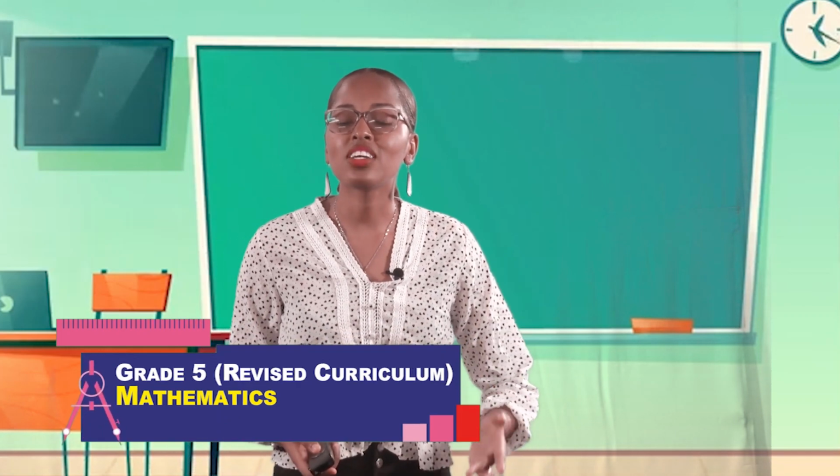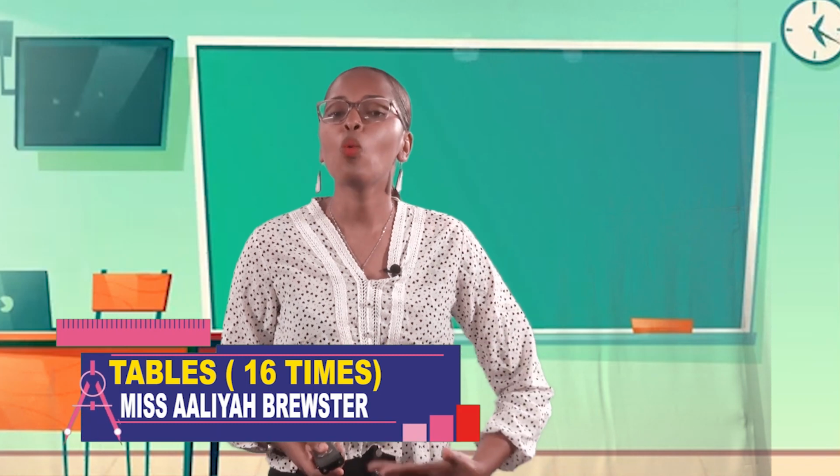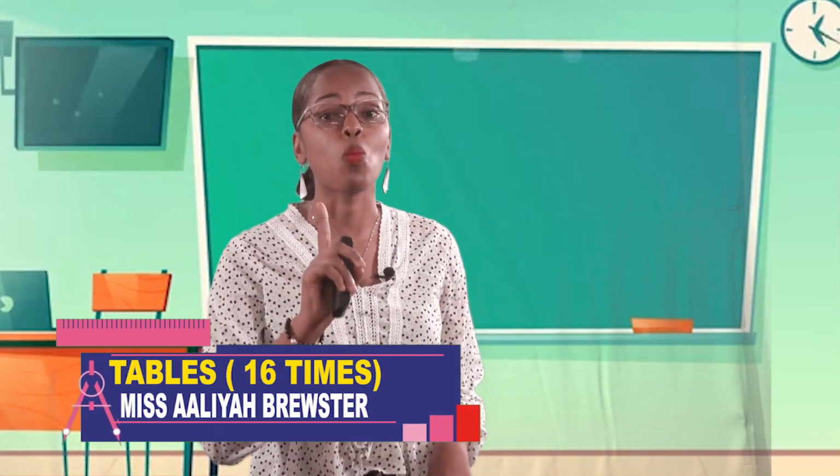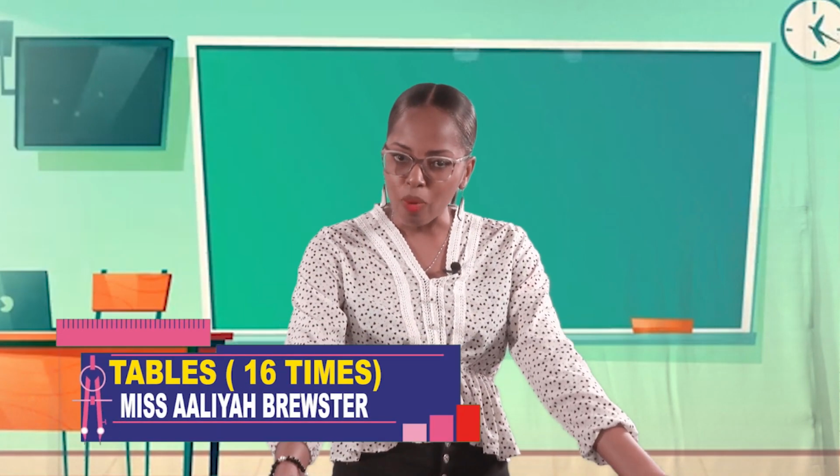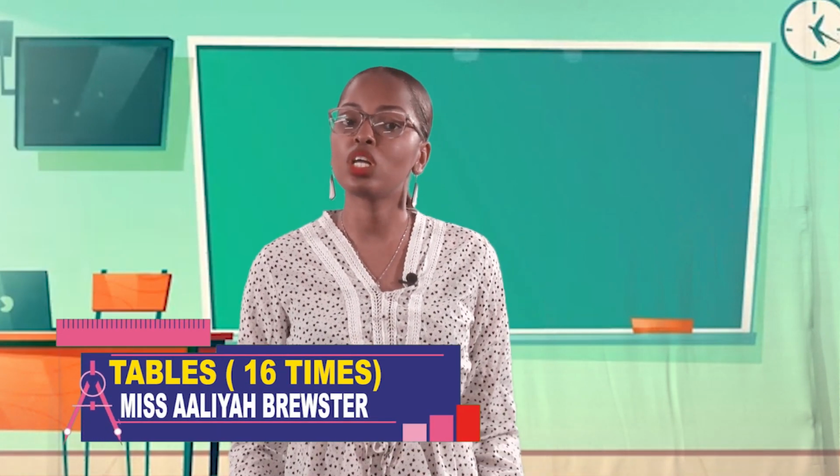Now let's move on to discussing the first approach that will help us when we're multiplying a two-digit number by a one-digit number. The first approach is called the traditional approach, and to do this, we begin by multiplying from the ones column, and if the product of that multiplication is a double-digit number, we write the face value of the ones at the bottom, and then we write the face value of the tens at the top in the tens column. And finally, we multiply the tens place number and add the extra from before.